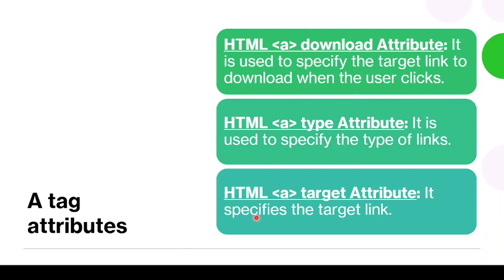And after that we have target. What is target? In the anchor tag we specify the target, meaning in which place we want to open the link that we provided. Okay, for this we have three to four attribute values: blank, parent, top, self. We will see them after this slide.